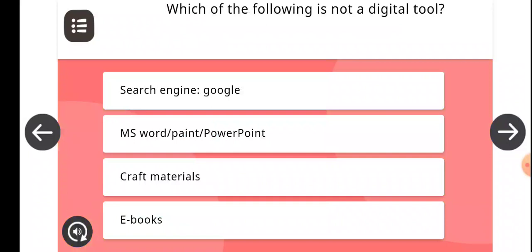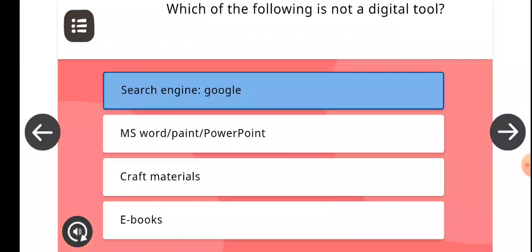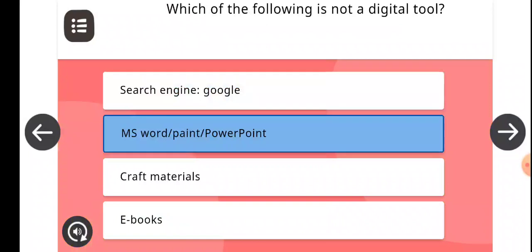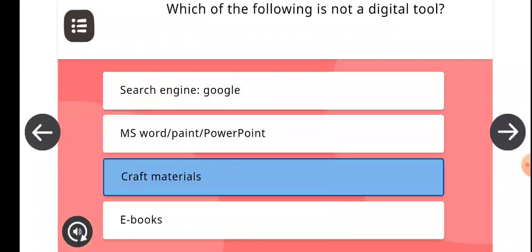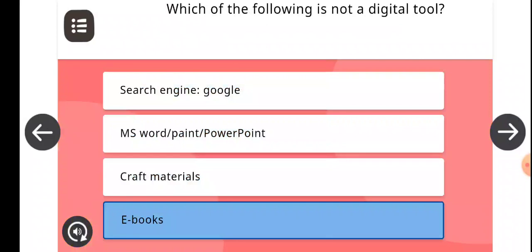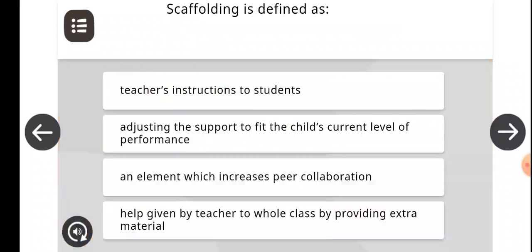Next, which of the following is not a digital tool? Which of the following will we not use as an ICT thing? The Google search engine we will use as a teaching tool. MS Word, MS Paint, and MS PowerPoint are also digital tools. Craft materials means handmade materials. Those do not come under digital tools. And ebooks are also a digital tool. So craft materials is the right answer.